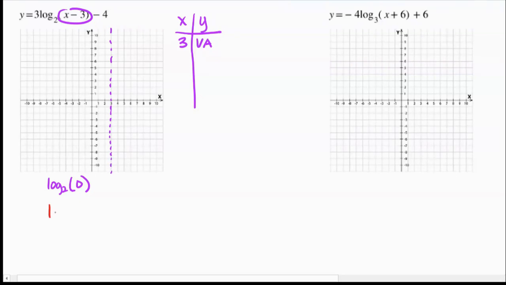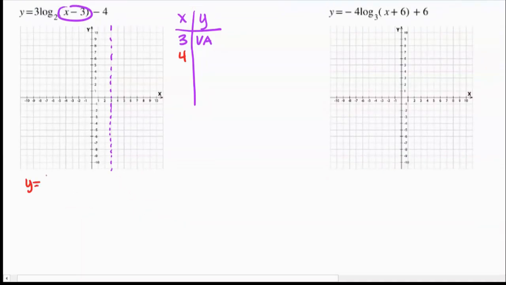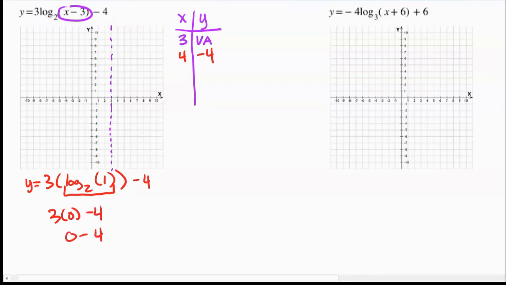The second thing we need to know is that if I were going to take log base 2 of 1, I know that 2 to the power of 0 is 1. So that's going to make my math nice and simple. The next x value that I choose is the x value that will make the inside of the log 1. Now when I'm looking for the y value, I have 3 times log base 2 of 4 minus 3, which is 1, minus 4. Any log base of 1 is going to be 0. So 3 times 0 minus 4 ends up just giving us negative 4.